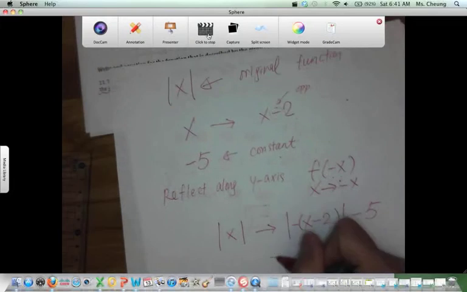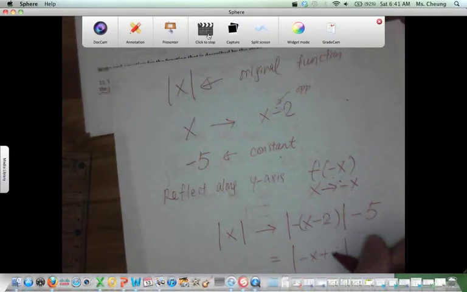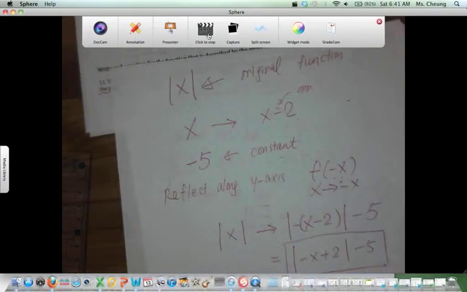So you can simplify it. Distribute your negative sign inside the absolute value. So negative x plus 2 minus 5. So this is the final answer.